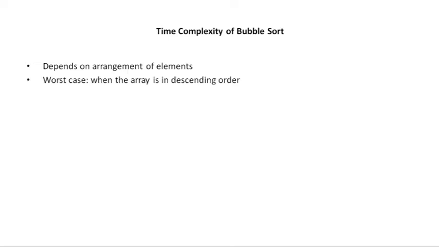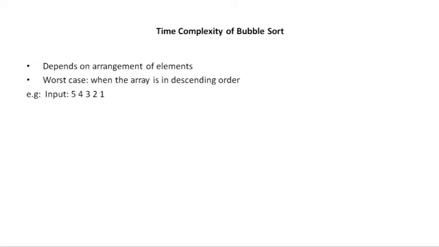Worst case is when the array is in descending order. For example, this is the input 5, 4, 3, 2, 1, and in this case the array is in descending order. Why is it the worst case? Worst case means that the algorithm is taking more time than in any of the other cases. So in the worst case, what happens?